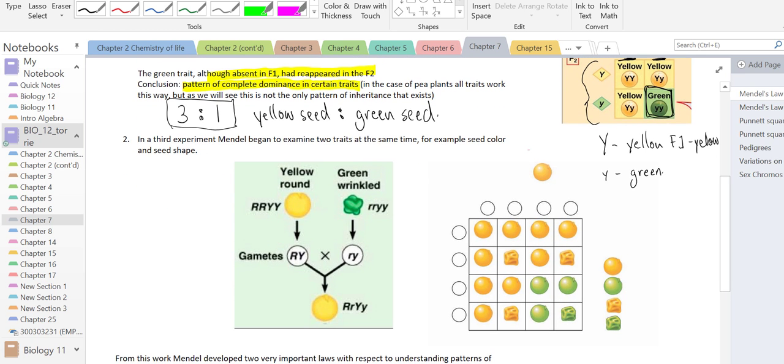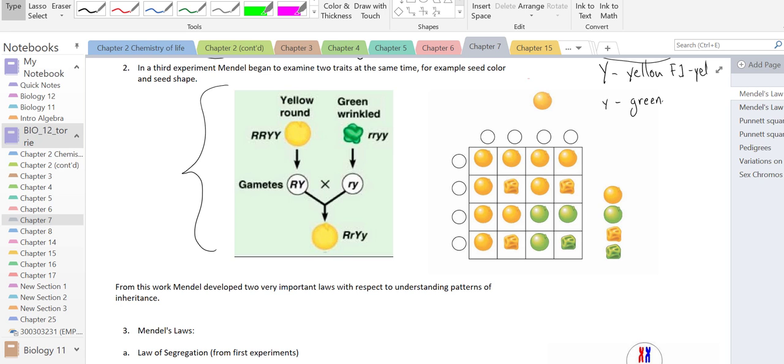Now, there was a third experiment that Mendel developed, but we're going to get into that after, and we're going to talk about how we set up genetics problems, how we try to solve genetics problems and try to understand patterns of inheritance by looking at these things called Punnett squares, okay?